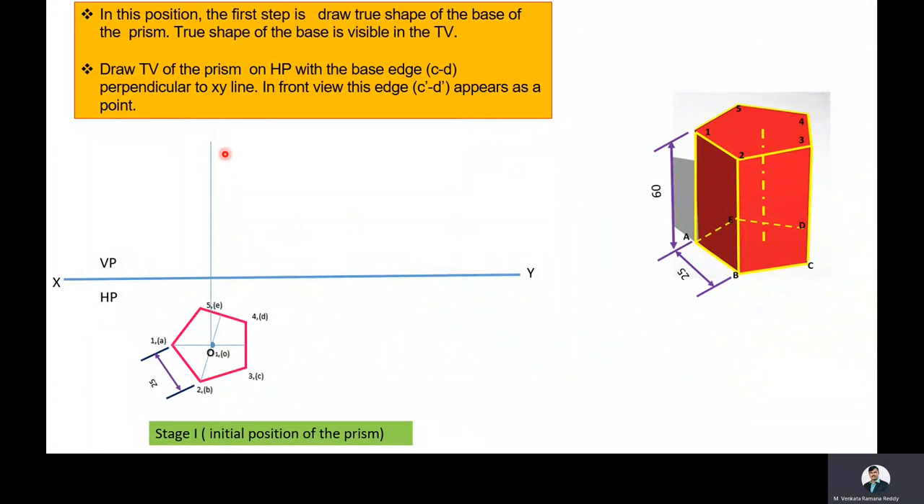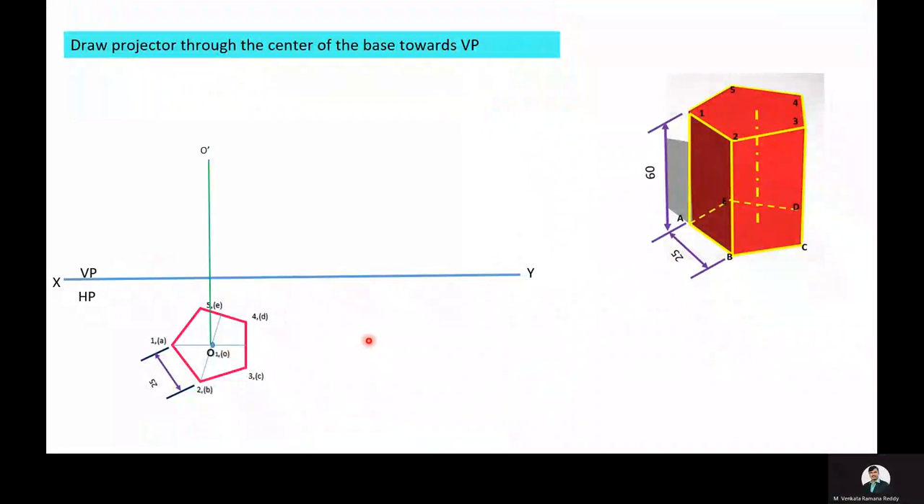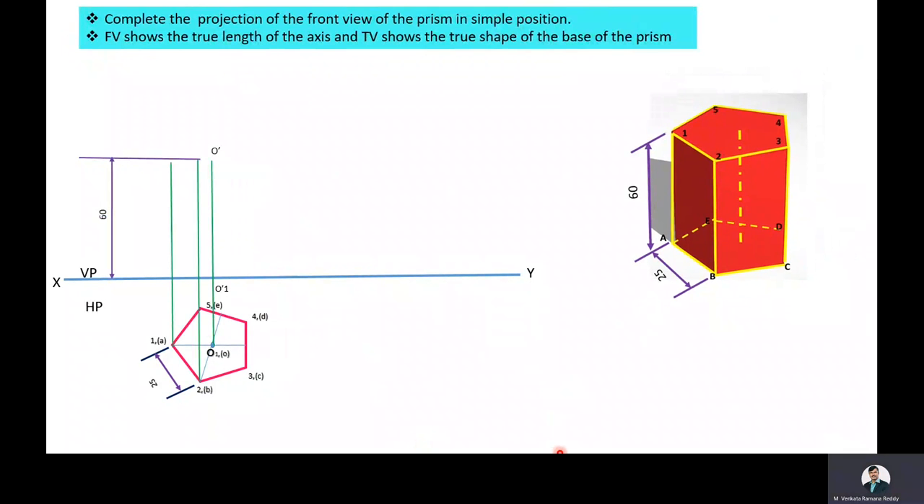The front view gives the information about axis height. O dash and O dash is the axis height, which is equal to 60 mm. Then draw projectors through A, B, C, D, E towards the vertical plane, and then locate the intersection points. Then join those points.